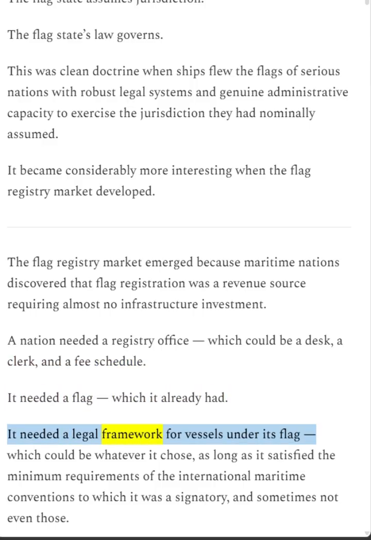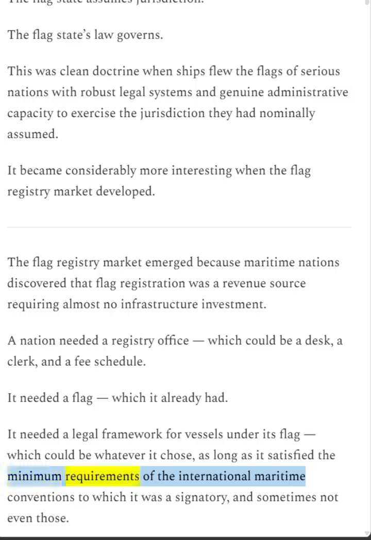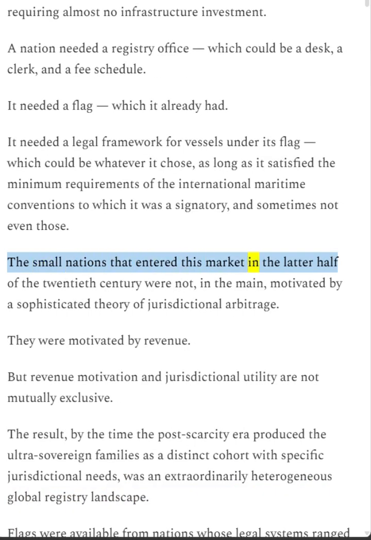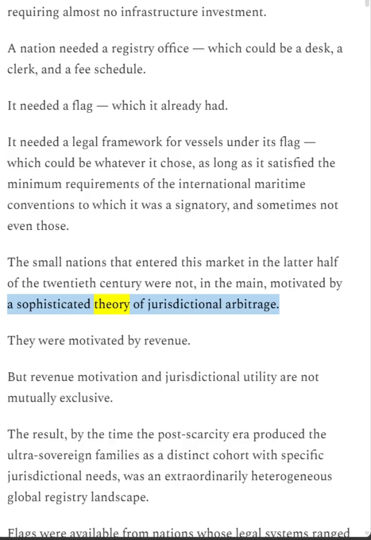It needed a legal framework for vessels under its flag, which could be whatever it chose, as long as it satisfied the minimum requirements of the international maritime conventions to which it was a signatory, and sometimes not even those. The small nations that entered this market in the latter half of the 20th century were not, in the main, motivated by a sophisticated theory of jurisdictional arbitrage. They were motivated by revenue. But revenue motivation and jurisdictional utility are not mutually exclusive. The result, by the time the post-scarcity era produced the ultra-sovereign families as a distinct cohort with specific jurisdictional needs, was an extraordinarily heterogeneous global registry landscape.